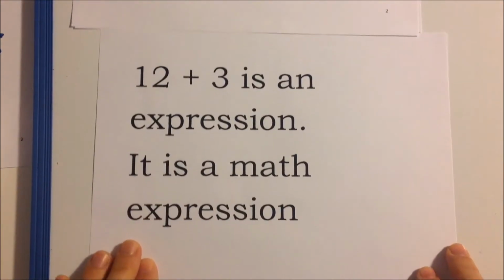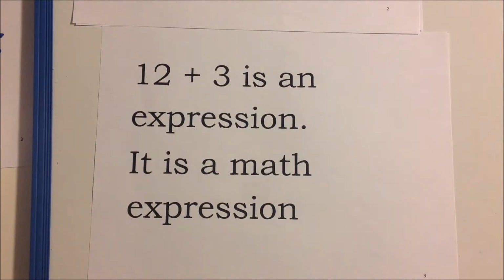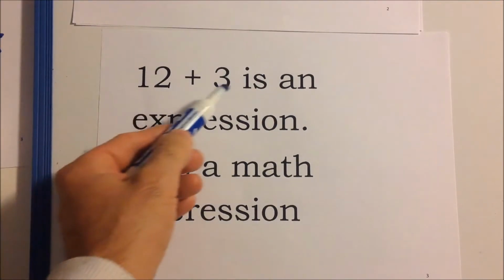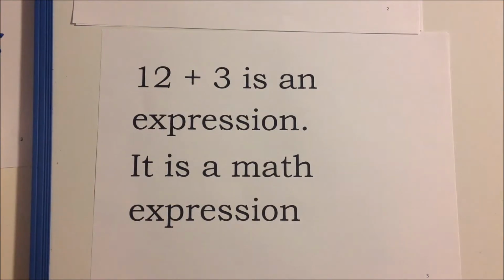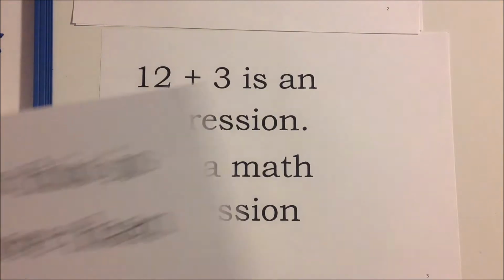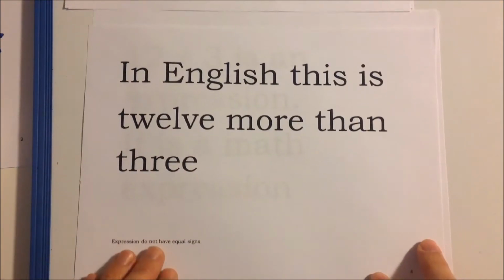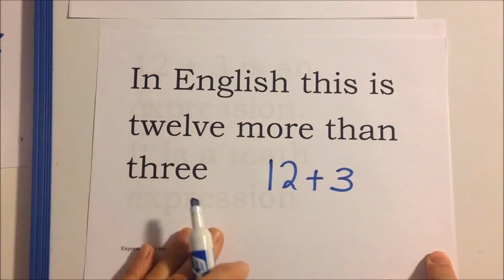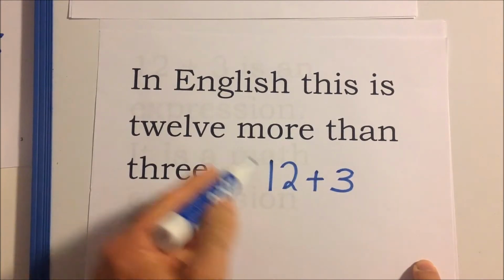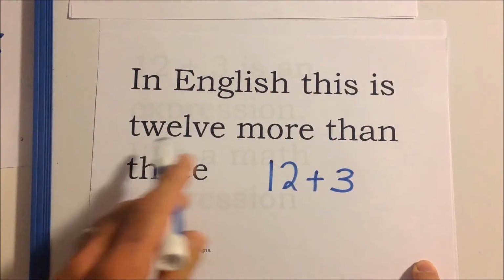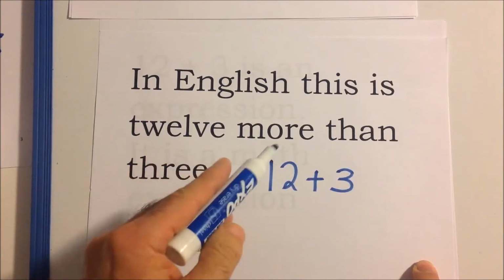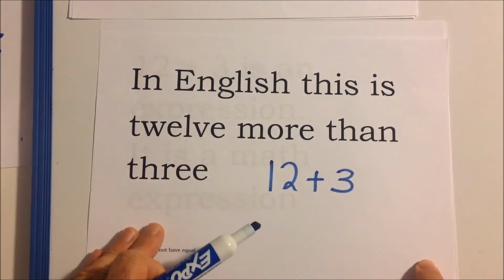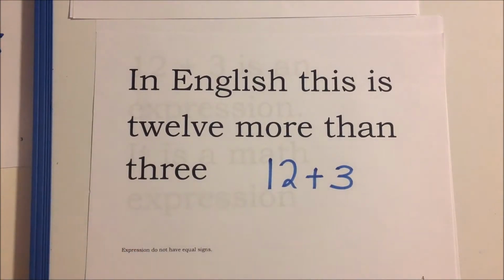Or 12 minus 6, that's an expression. Or 12 plus 3. This is an expression. It's a math expression. So we take math expressions like 12 plus 3 and we put them into English, or vice versa. So this would be 12 more than 3, or 12 plus 3, right? This is the math expression, and this is an English expression. We say 12 more than 3. Or we can say 12 plus 3, 12 increased by 3. So that's when we do addition.